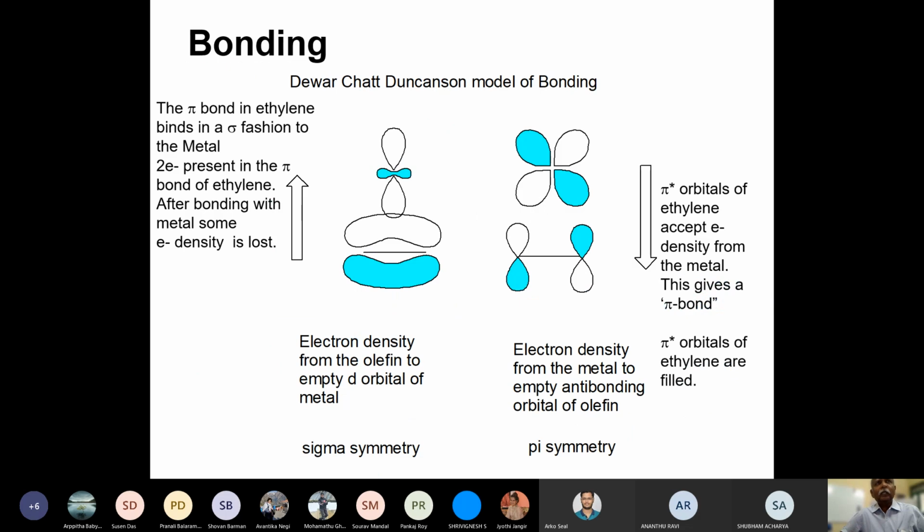So Dewar, Chatt, and Duncanson actually looked at the metal olefin interaction, and their explanation was extremely good. There is a sigma type interaction, there is a pi type interaction. These two interactions are going in opposite directions. Like I said, electron density is from the ligand to the metal in the case of the sigma bond, and in the case of the pi symmetric bond, the electron density is flowing in the opposite direction. Both strengthen the metal olefin bonding, whichever be the direction.